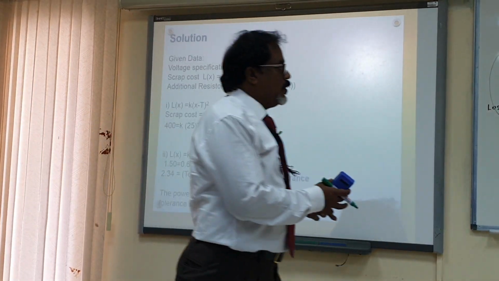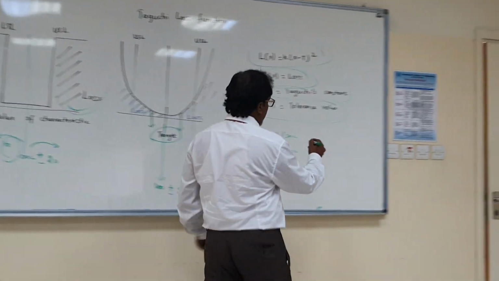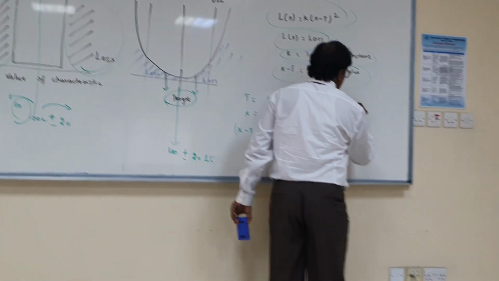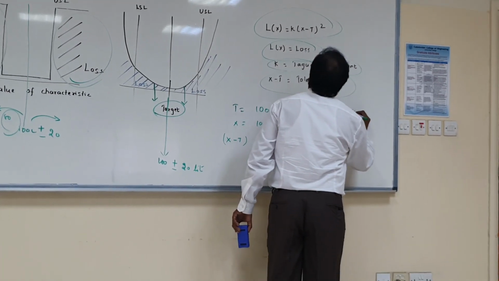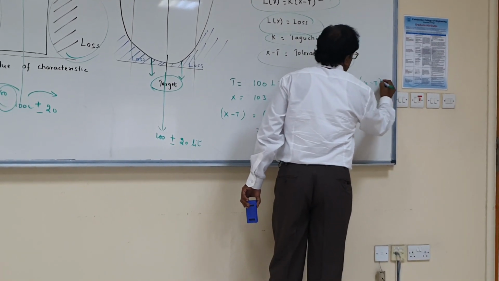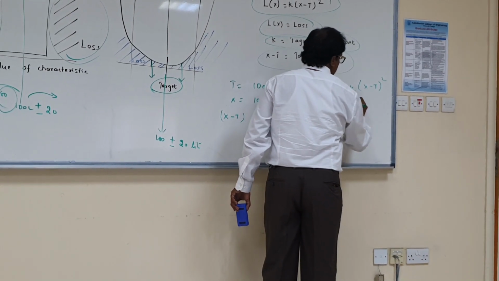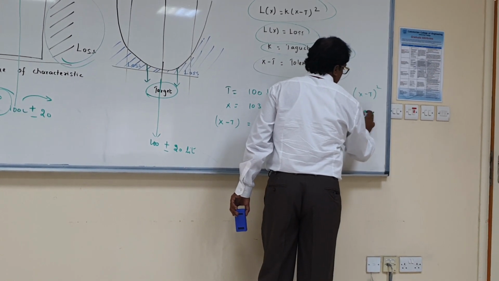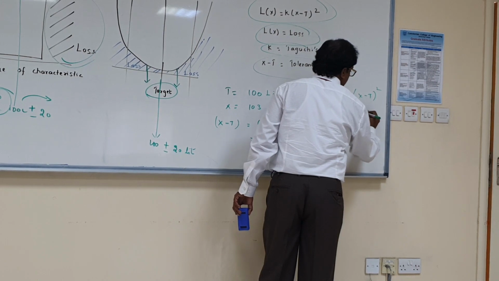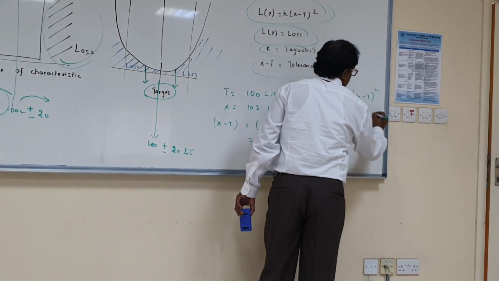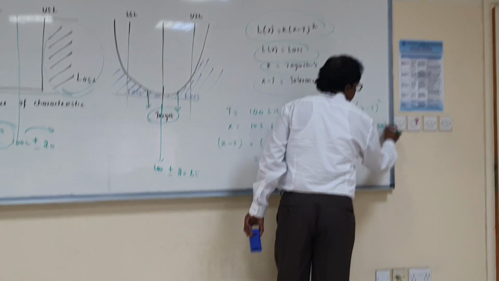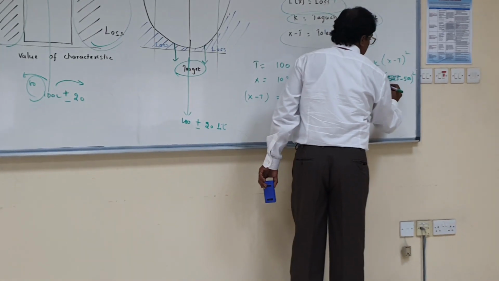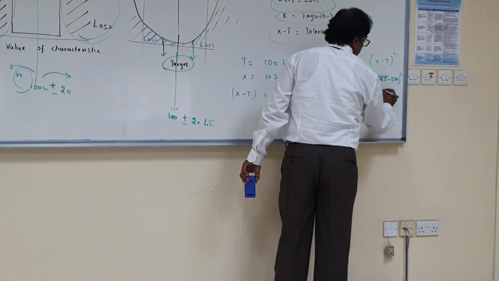So very easily you can calculate. L of x equals k into (x minus t) whole square. The k value I am going to find. Assume x is 525 and the target value is 500, so (525 minus 500) whole square. Then k times (525 minus 500), it will come 25.